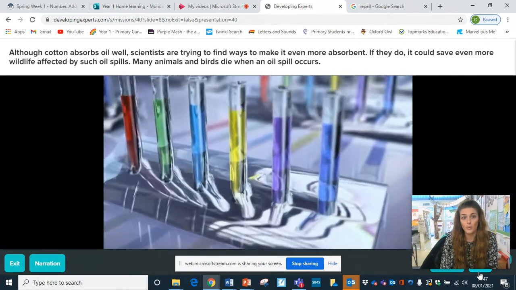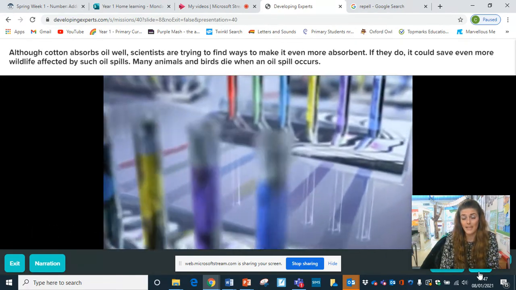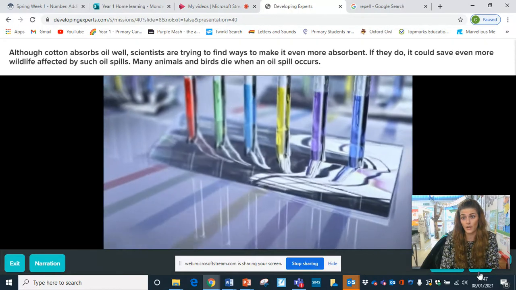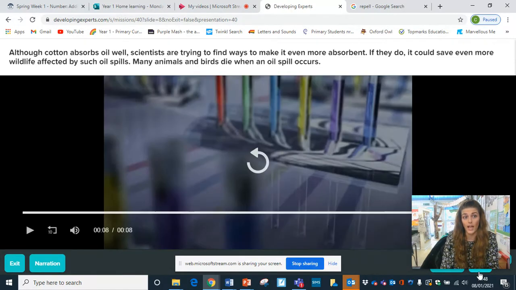So although cotton absorbs oil well, scientists are trying to find ways to make it even more absorbent. If they do, it could save even more wildlife and animals affected by such oil spills. Many animals and birds die when the oil spill occurs because they drink the oil and it's obviously very dangerous, very strong.